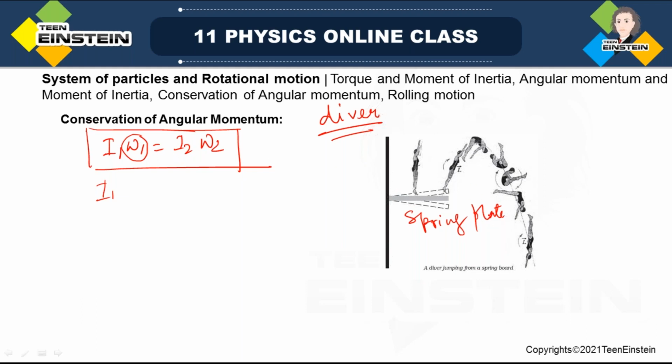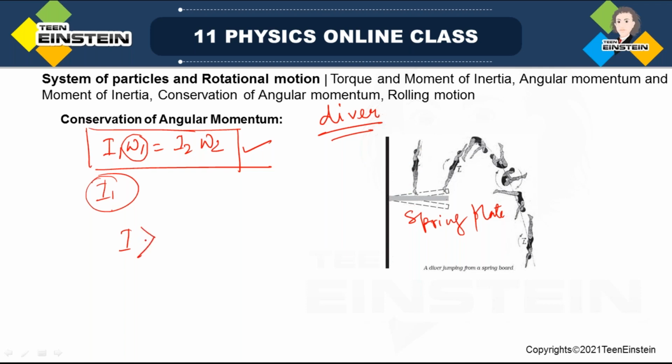I'll just explain it with this figure. Divers, like swimmers, do certain activities on the basis of this principle, conservation of angular momentum. Initially, when they jump off from the spring plate, they pull their hands and legs inward so that their moment of inertia will be less. If a person is stretching his legs and hands, then about an arbitrary axis of rotation the moment of inertia will be more, because the hands and legs are away from the axis of rotation. So overall, the body will have more moment of inertia.